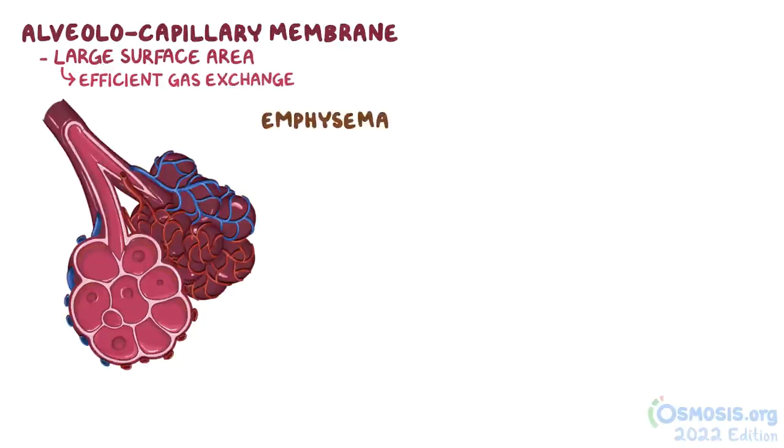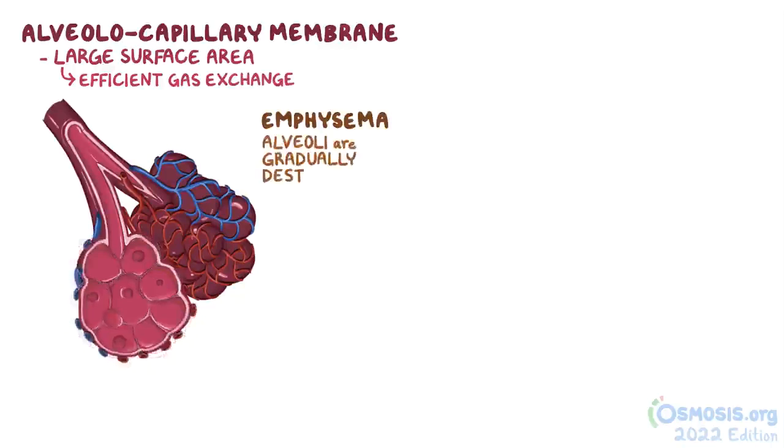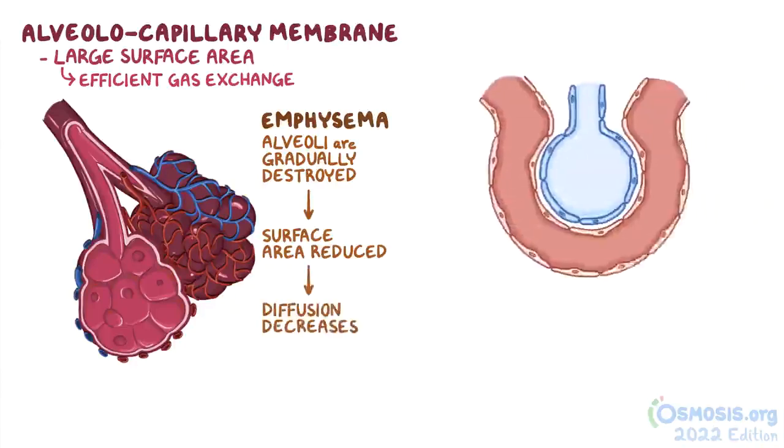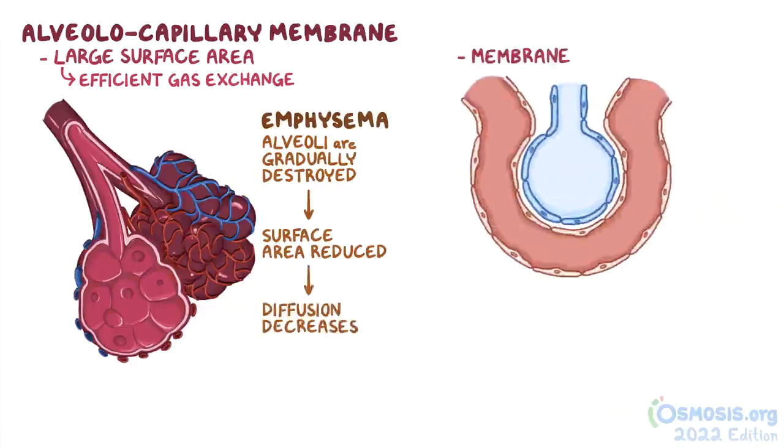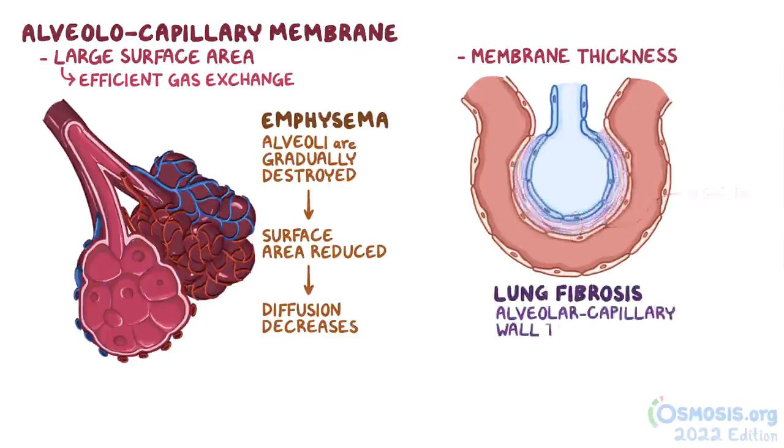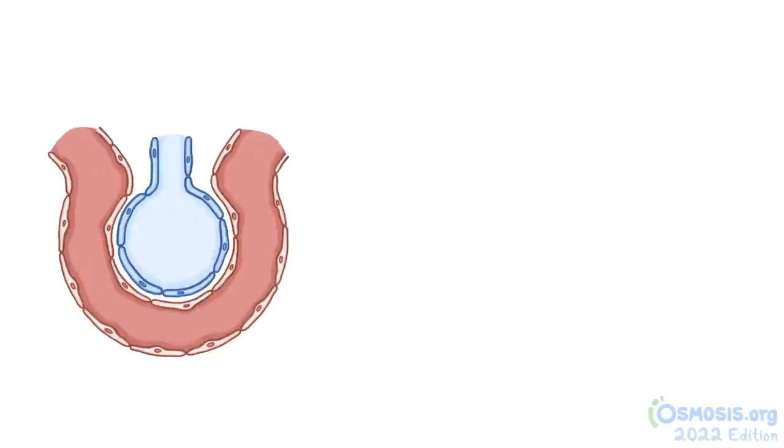With emphysema, for example, which is a condition where the alveoli are gradually destroyed, the total surface area that allows gas exchange is reduced. If there's less surface area for gas exchange to occur, the rate of diffusion decreases. Another aspect related to the alveolo-capillary membrane which influences gas exchange is its thickness. So in healthy lungs, the respiratory membrane is 0.5 to 1 micrometer thick. In lung fibrosis, on the other hand, the alveolar capillary wall thickens, and a thicker alveolo-capillary membrane reduces the rate of diffusion.